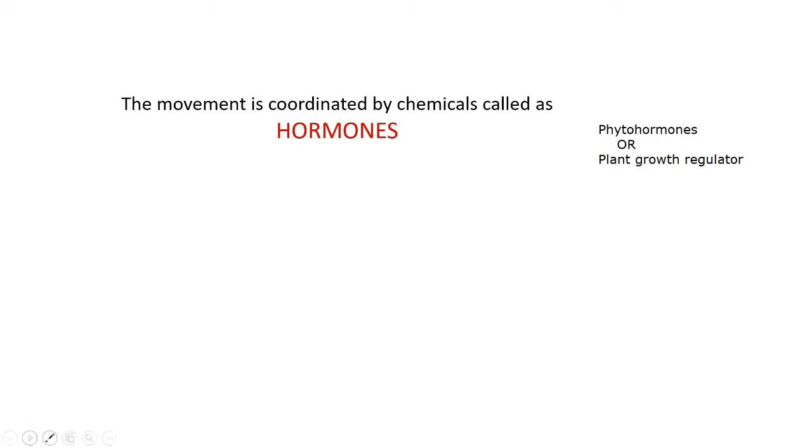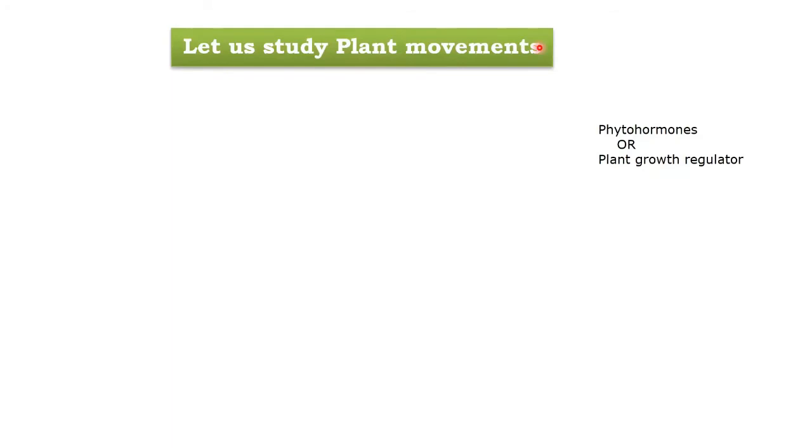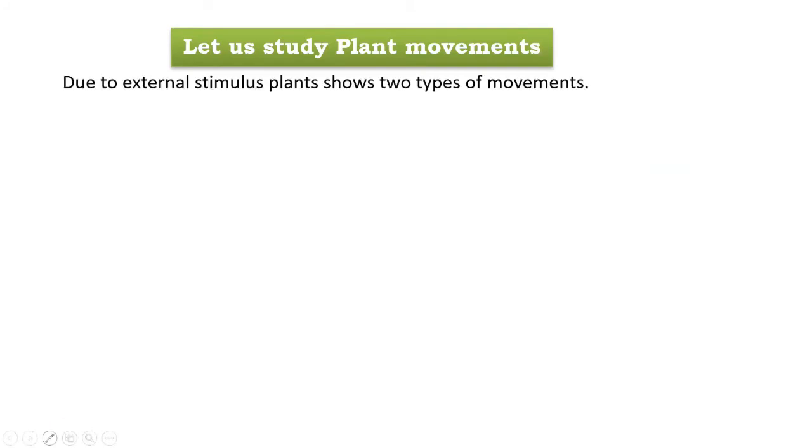Let's see further. Let's talk about it more. Let us study plant movement, and we'll see plant movement in great detail right now. Due to external stimulus, plants show two types of movement. Let us see what kind of movement we have.